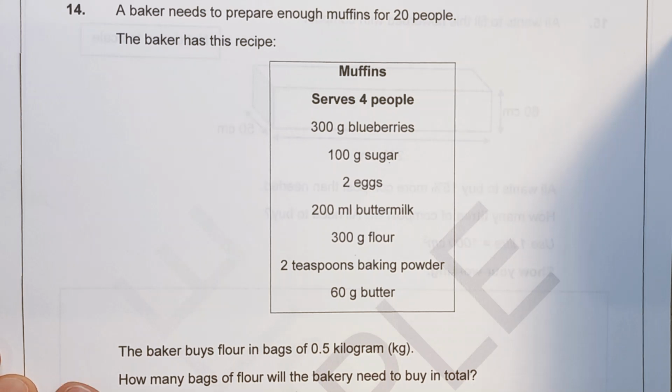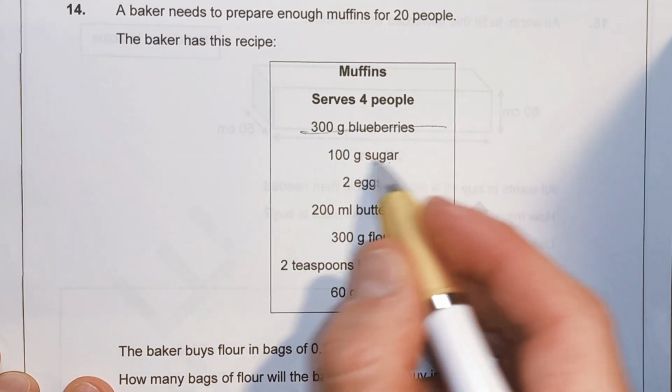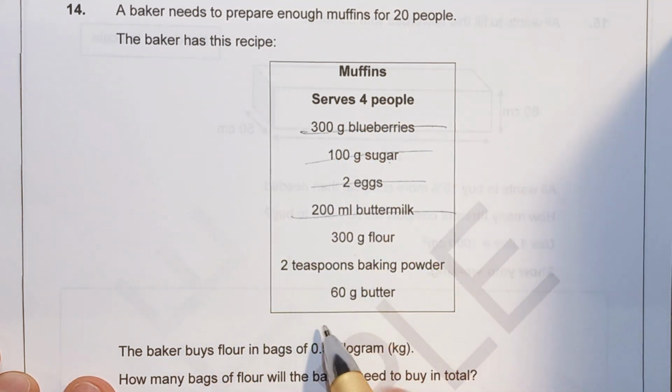Okay, so we're only interested in flour. So that means we can ignore the blueberries, ignore the sugar, the eggs, buttermilk, baking powder, butter, only flour that we're interested in. Okay, so for all that information they gave us, we can ignore a lot of it.